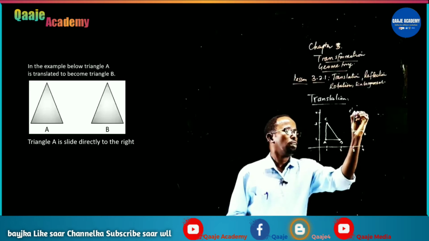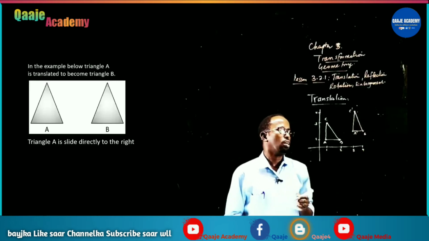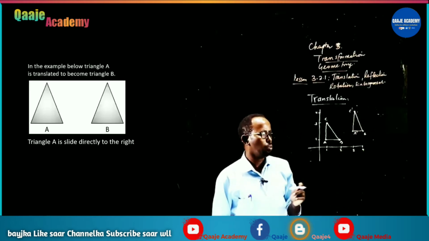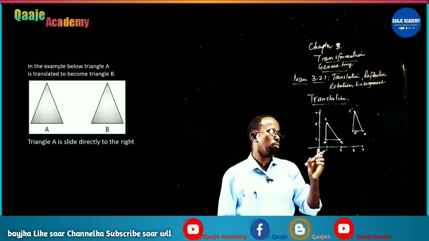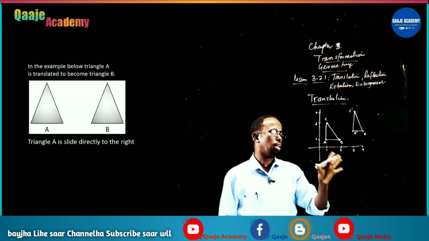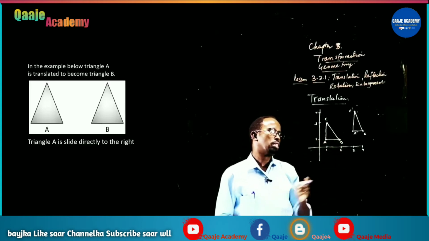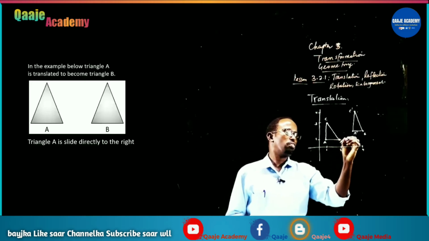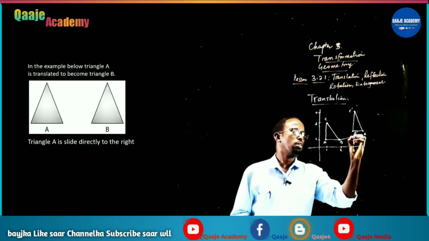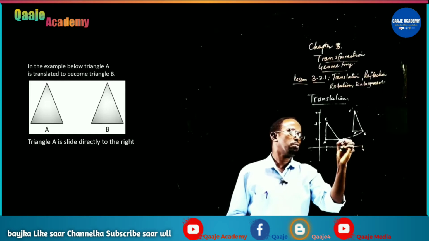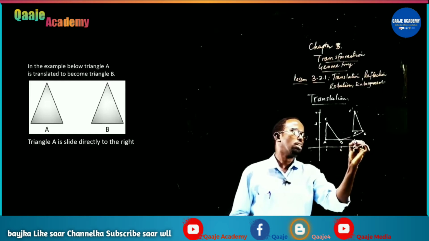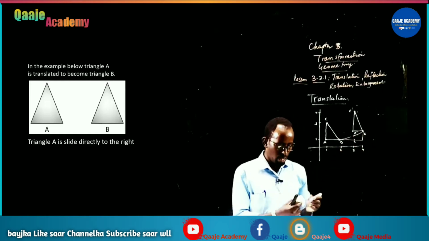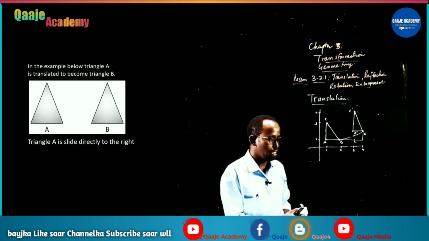Now you can see we have this triangle. The object and the image will be of the same size. We will normally use graph paper to draw the object and the image. Now if you join, for example, the points B to B prime, then B to B prime will be 2 steps to the right and then 1 step up. That movement is known as translation.